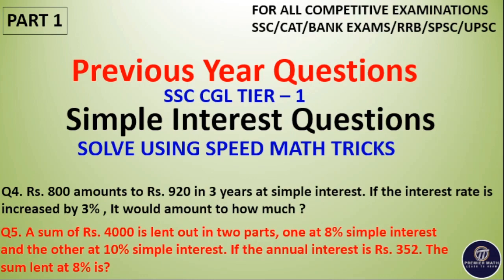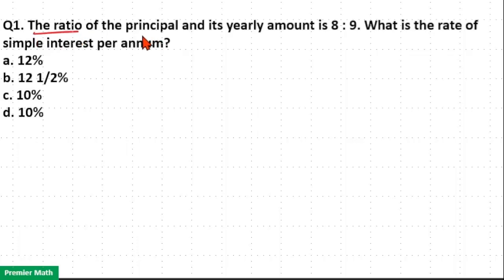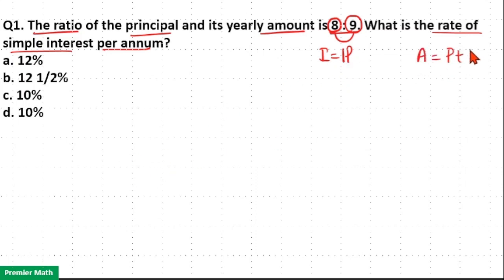Our first question is: the ratio of principal and its yearly amount is 8:9. What is the rate of simple interest per annum? We need per annum. Here you can see I invested 8 parts in the bank. After 1 year, I got 9 parts. That means the difference between 9 parts and 8 parts is 1 part, which is the interest I received after 1 year. Here you already know amount is equal to principal plus interest.